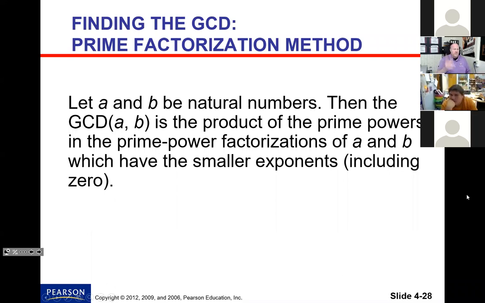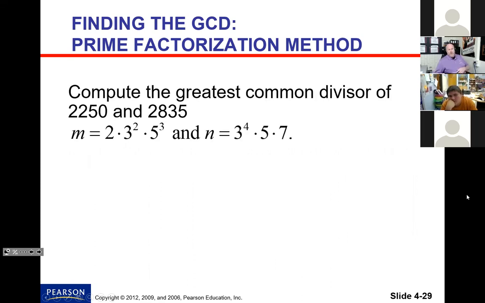Oh, I'm so glad we know how to prime factor. We did that already. Remember the prime factor tree? Now we're going to use it to figure out what GCD is. Okay. So let's go right to the example. We got two big numbers here. Oh my goodness. We got 2,250 and 2,835. Oh boy. So can you imagine doing that the other way with the rainbow method?